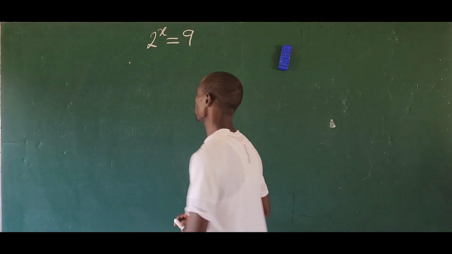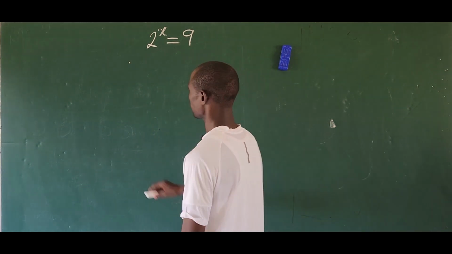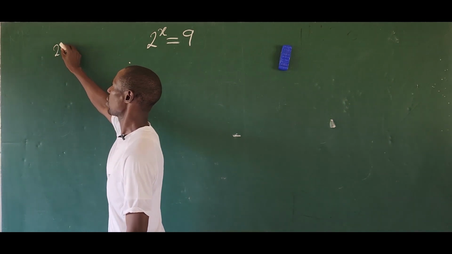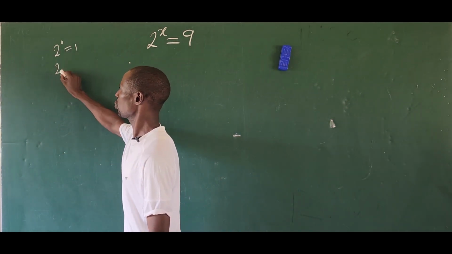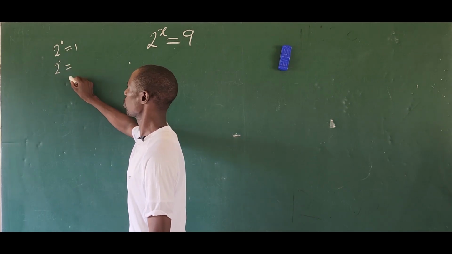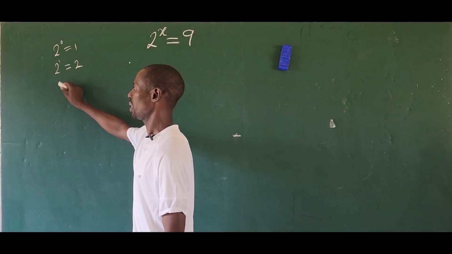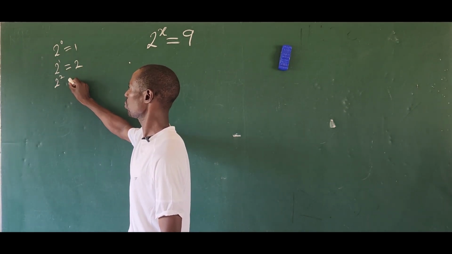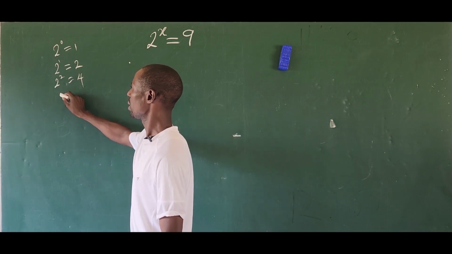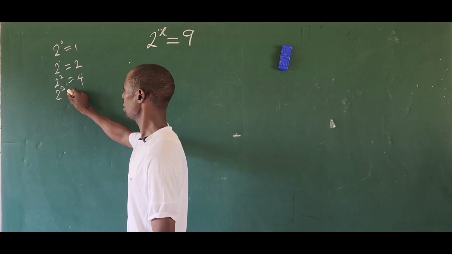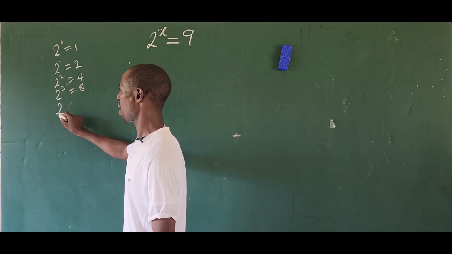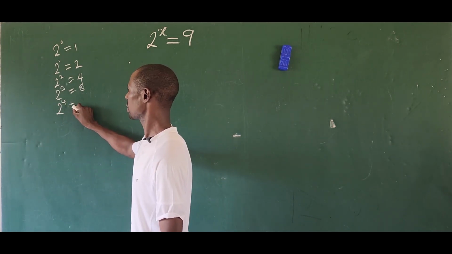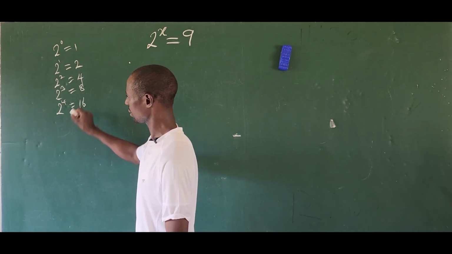Now, if we take a simple look at our 2 here, we know that 2 to the power of 0 is equal to 1, and 2 to the power of 1 is equal to 2. Then 2 to the power of 2 will give us 4. Then 2 to the power of 3 will give us what? Our 8. Then 2 to the power of 4 will give us 16.